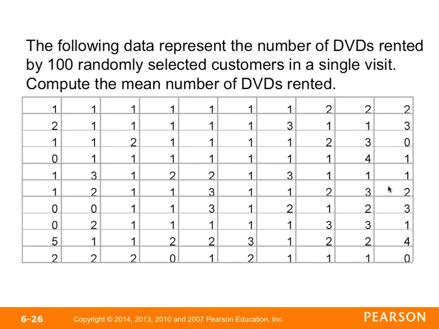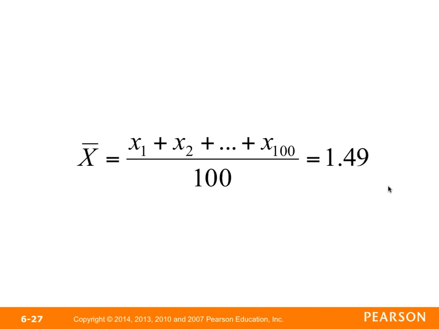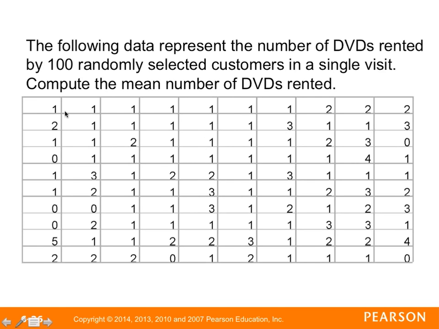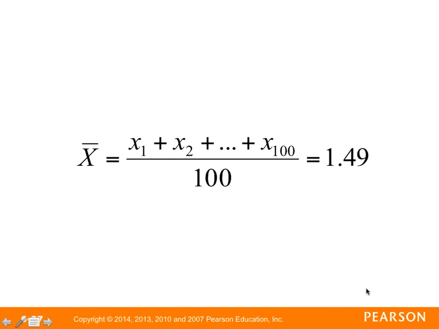So the following data represents the number of DVDs rented by 100 randomly selected customers in a single visit. We want to go ahead and compute the mean. For this one, we just add all of our observations up. So 1 plus 1 plus 1, all these ones, plus the 2s, and you'd keep going and add it all up. Hopefully you'd use Excel or StatCrunch or Minitab. And then you divide by the number of numbers, which is 100, and we get 1.49.